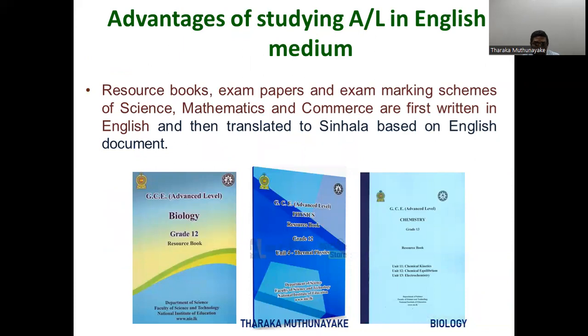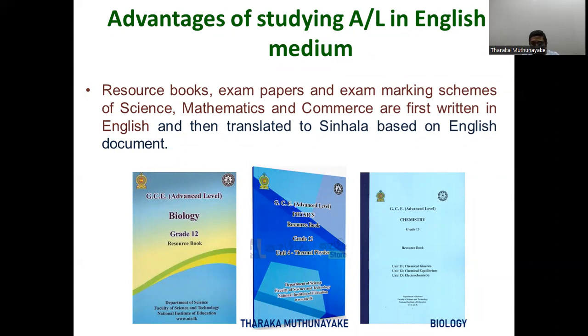Then finally, we can discuss some advantages of studying A-level in English medium. There are so many advantages. And here, there are some myths associated with this as well. Some people think that resource books, exam papers and exam marking schemes are first written in Sinhala. Actually, it's a myth. As past marking examiners, we know all these materials: resource books, exam papers, exam marking schemes, clear? Even the seminar is conducted in English medium. All these are written first in English medium, then translated to Sinhala or any other medium based on the English medium document. Clear? So it's actually a myth.